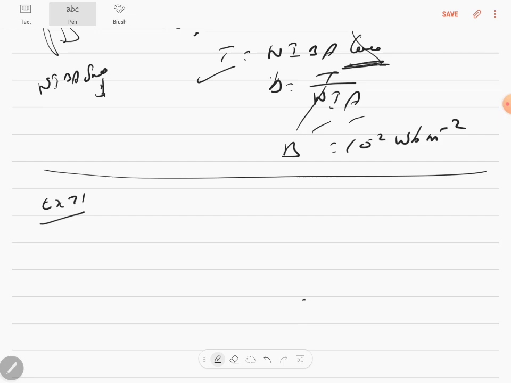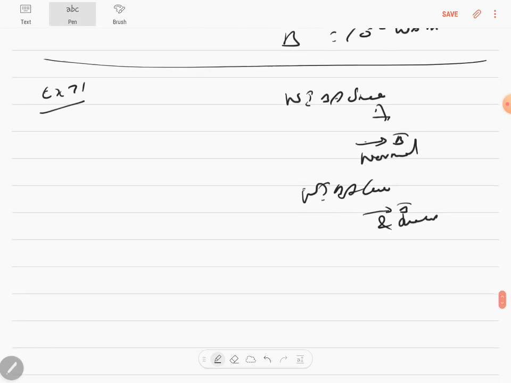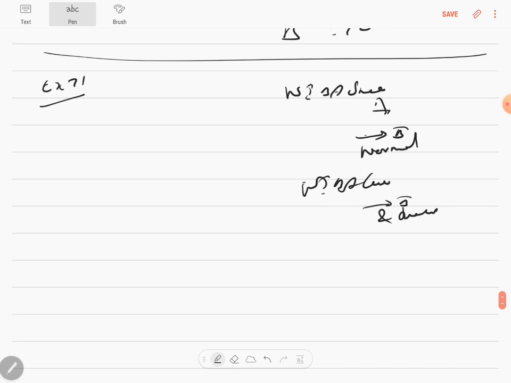You have to see if it's NIBA sin theta. You can use it if the angle is given between the magnetic field and the normal to the coil. You can use NIBA cos theta if the question says the angle between the magnetic field and the coil itself. So I'm going to read the question, you can decide for yourself what formula I'm going to use.